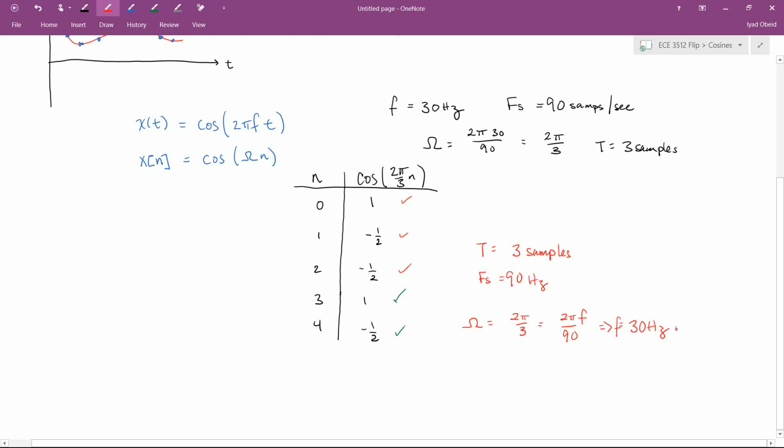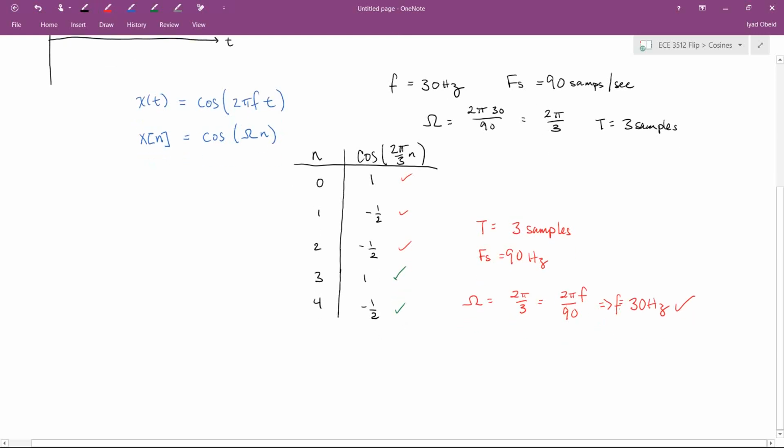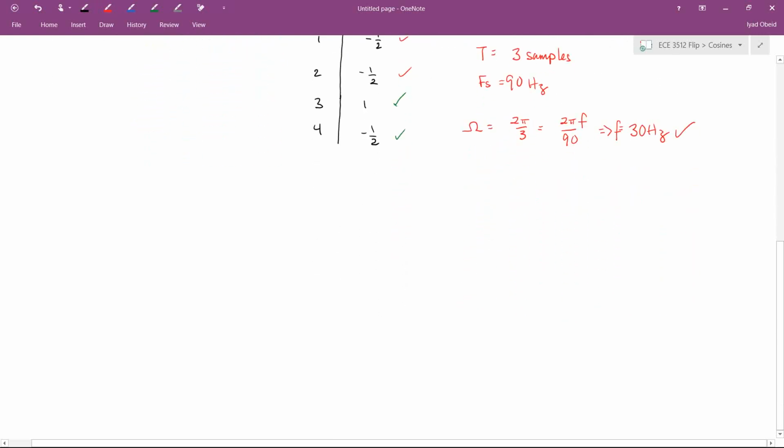And because we were able to get our 30 hertz back, that means we did take enough samples in this case. So this worked. Now let's look at what happens in a different case. Let's try one where it doesn't work. So let's keep the sampling frequency at 90 hertz, but instead we're going to try digitizing a 60 hertz cosine. Same sampling frequency, different higher frequency cosine. So let's see what happens. In this case, what I'm expecting is an omega, which is 2 pi times 60 over 90, which works out to 4 pi over 3.